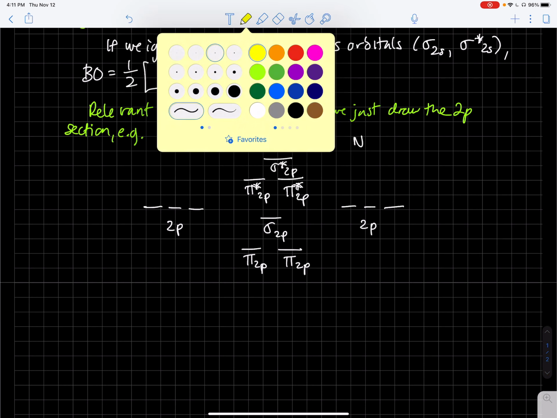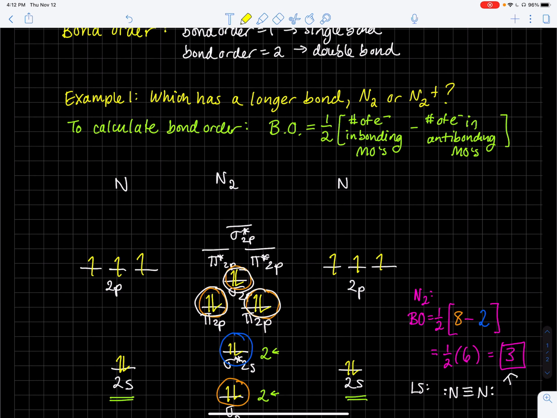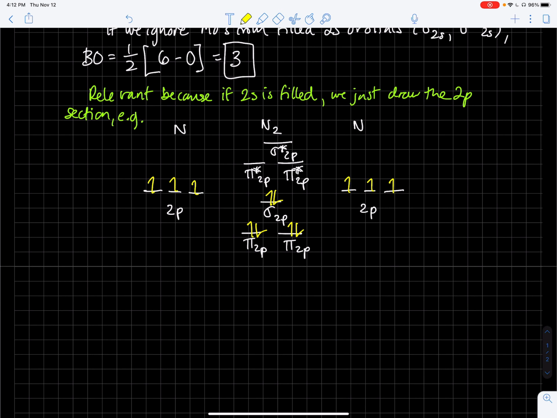And again, for nitrogen, there are 3 electrons in the p orbitals, which gives us a total of 6: 1, 2, 3, 4, 5, 6. Okay, so this is how we would often draw that diagram. The question asked us about N2, and I believe N2 plus. Is that what I wrote? Yes, okay. Just as a reminder, we calculated above that the bond order for N2 is equal to 3.